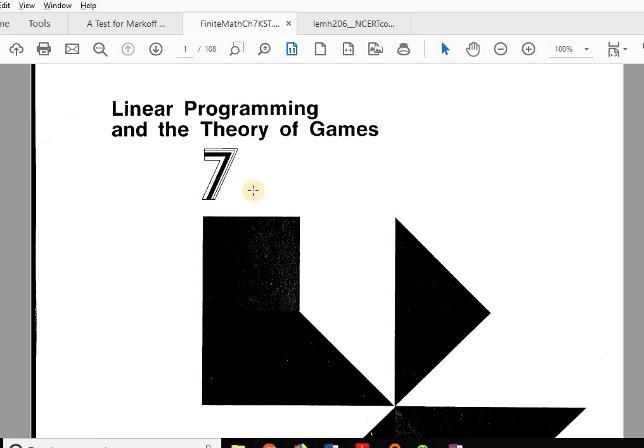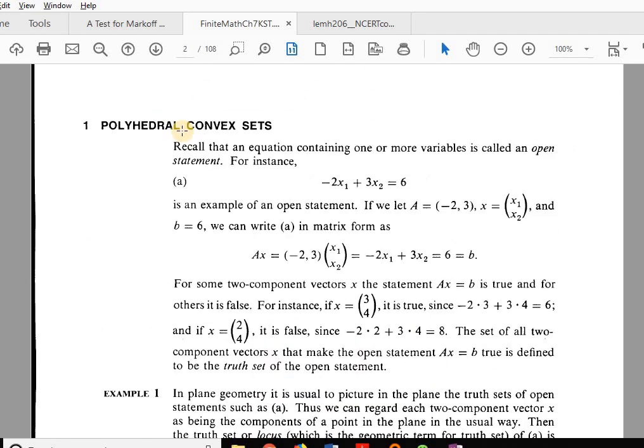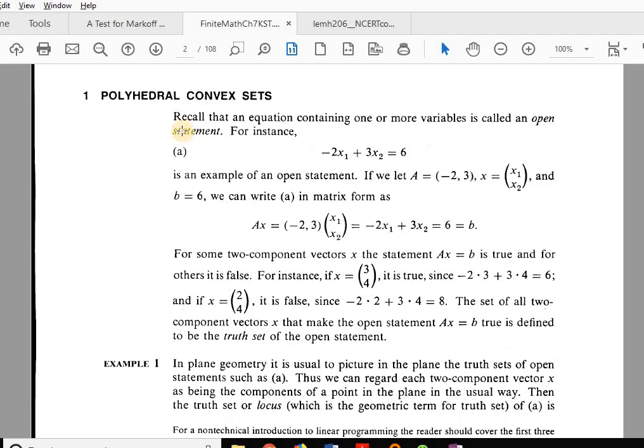Alright, so we're looking at Chapter 7 of Finite Mathematics, and the topic is linear programming. The intent of this is to introduce some matrix terminology. Alright, so first we talk about polyhedral convex sets.